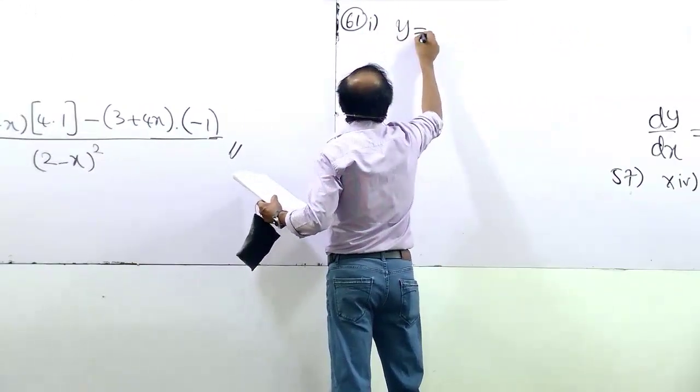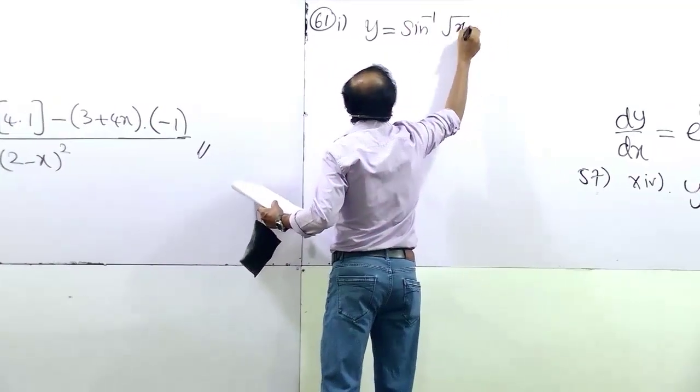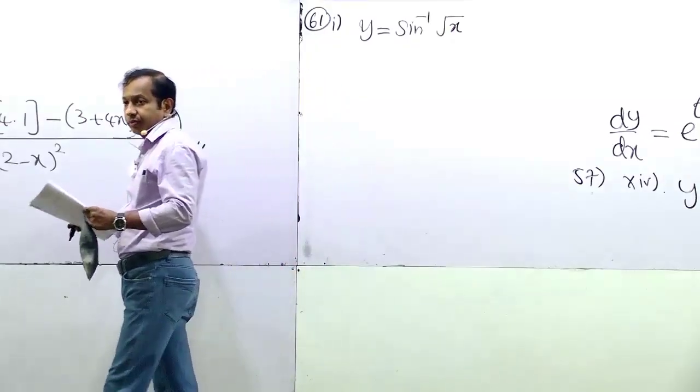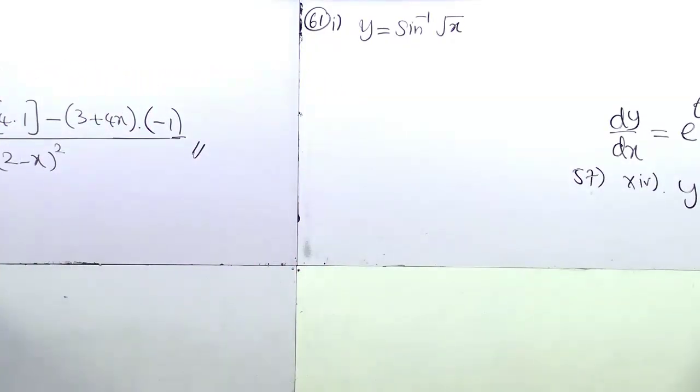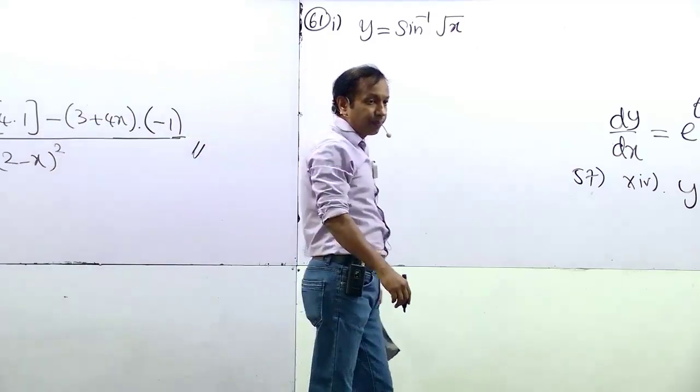y equals sine inverse root x. What is the derivative of sine inverse x? 1 upon square root of 1 minus x squared.